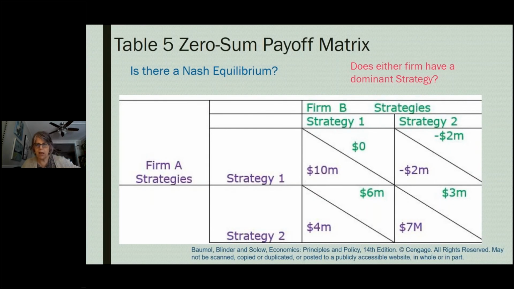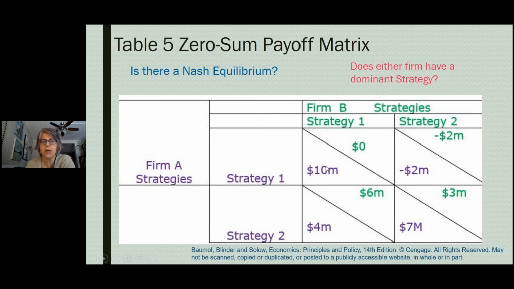So look at this payoff matrix. So is there a dominant strategy? Well, let's take one at a time. For firm A, if firm A chooses strategy 1, they're either going to get 10 or negative 2. If they choose strategy 2, they're going to get 4 or 7.